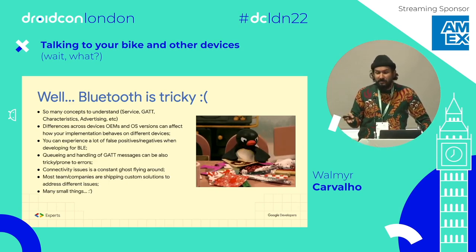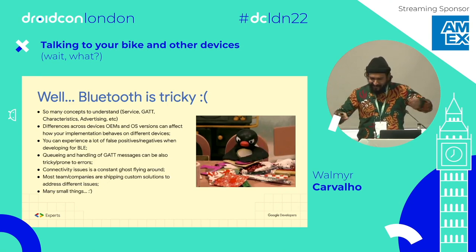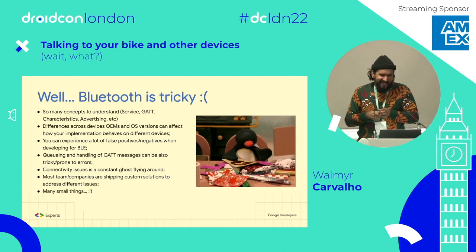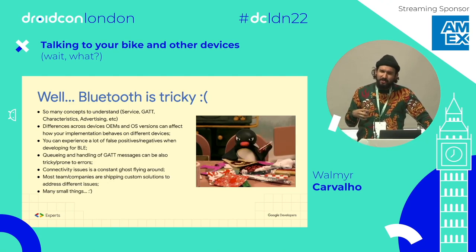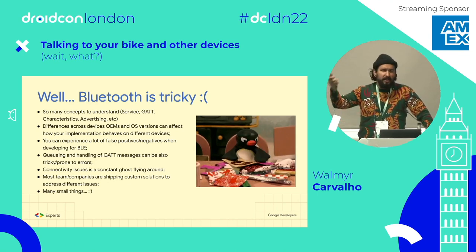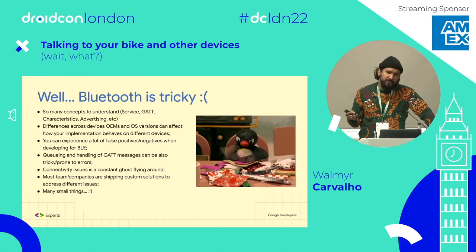Connectivity is always like a ghost flying around. Sometimes you have the perfect scenario, the device is right here, and it doesn't work, and you don't know why. You need to make sure that you read HCI logs. You can actually dive way deeper than needed to make sure that the connectivity is working as intended. And most of the teams I talk to, at other companies and device manufacturers, have custom implementations. So you're probably going to have your custom implementation of it too. So yeah.